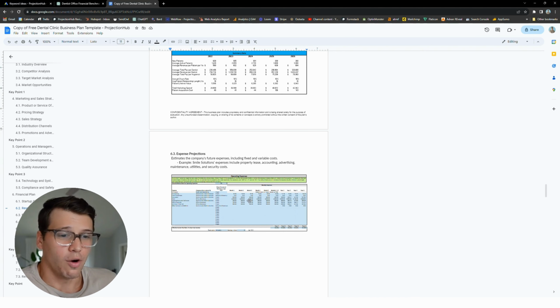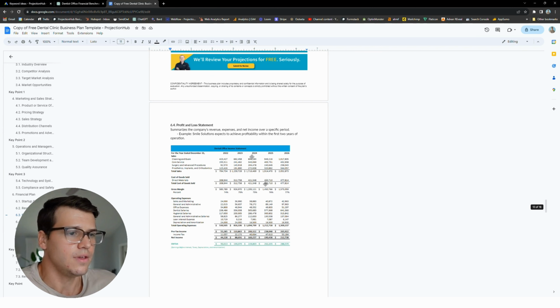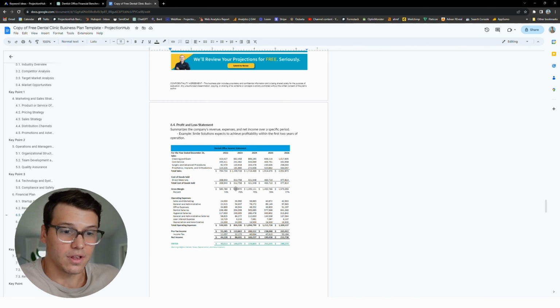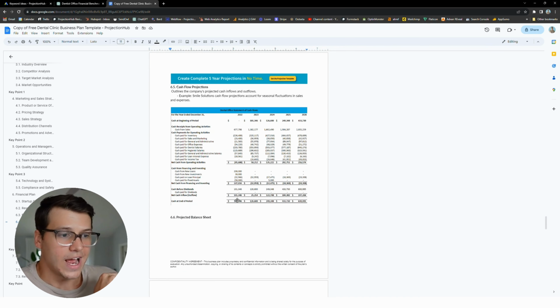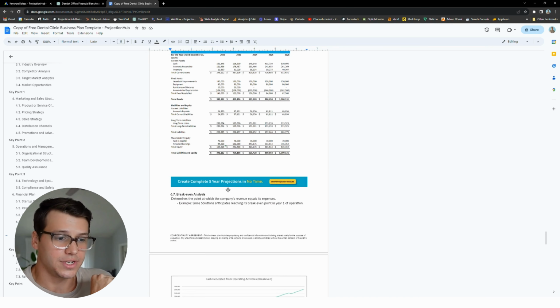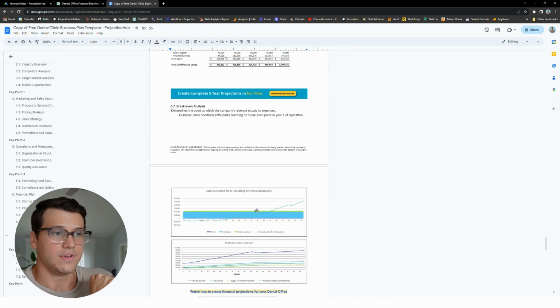Our breakdown of overhead, which are operating expenses, the recurring expenses. We've got a 5-year pro forma or projected income statement, or profit and loss statement. Same thing for cash flow projections, same thing for balance sheet. And then we've got a simple break-even analysis there.